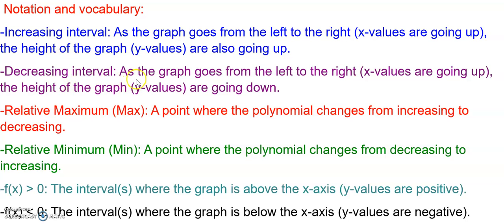Decreasing interval is as the graph goes from left to right, which again, that just means the x values are going up, the height of the graph, the y values, are going down. A relative maximum is a point where the polynomial changes from increasing to decreasing. A relative minimum is a point where the polynomial changes from decreasing to increasing.